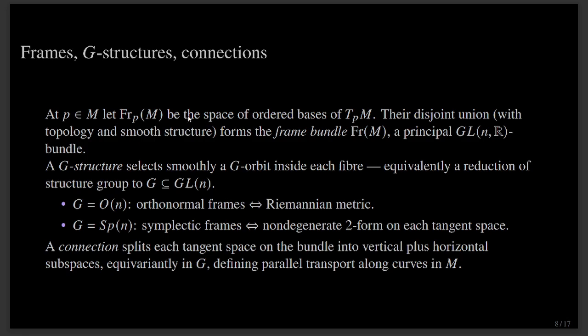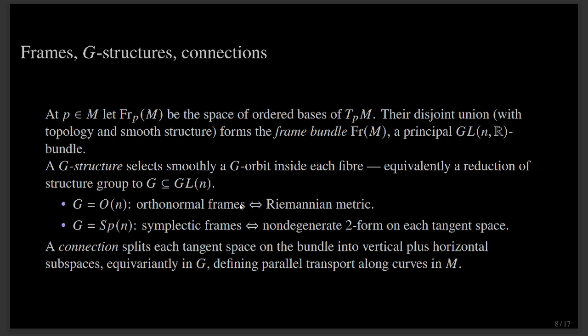Sorry, I'm like tripping. But it's the GL bundle. Okay, and we can generalize this. A G structure is a smooth reduction of the structure group, essentially to a subgroup of G, which is a subgroup of the general linear bundle. So we can have a G structure that's just a space of orthonormal frames.